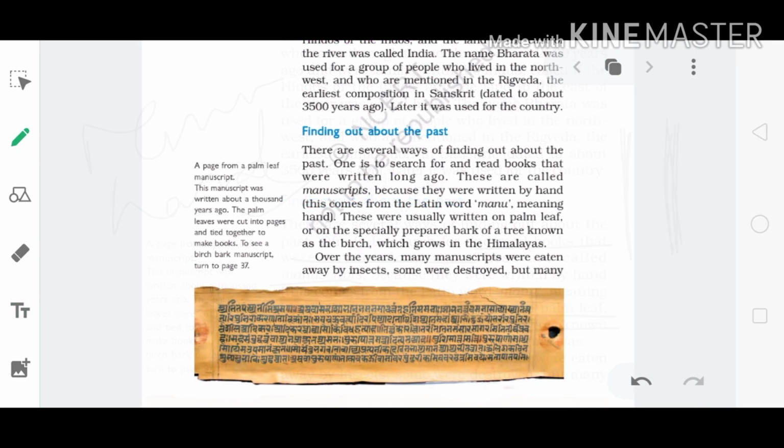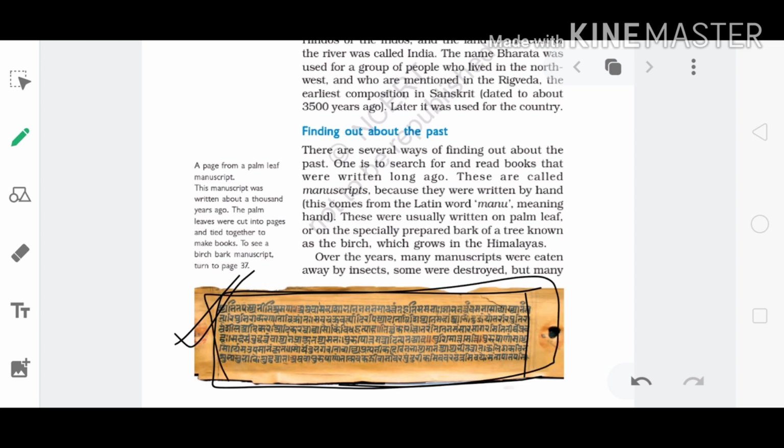So we came to know about manuscripts, and these manuscripts were written on palm leaves or the bark of a tree, so mostly they were damaged by insects because they eat them, right? So this is an example of a manuscript which is written on the bark of a tree known as birch, and this is a palm leaf.